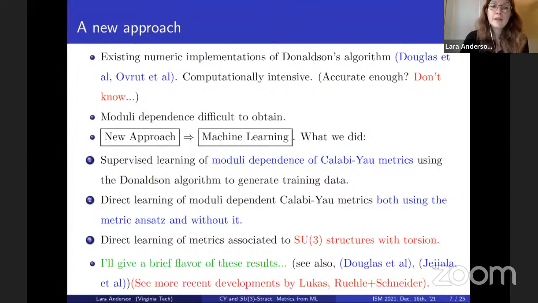So the summary of the rest of the talk: what we did in this last year was to try and use techniques from machine learning to speed up this process, to make this more efficient, and also to try and get a handle on the moduli dependence of the metric.